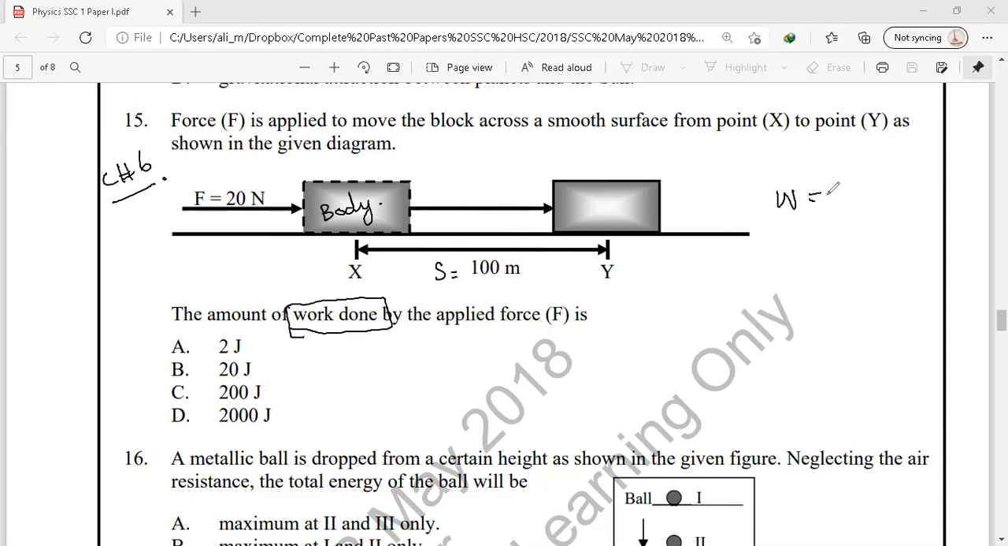We know that work done is equal to force multiplied by displacement. We are given the force as 20 newtons and displacement as 100 meters. After multiplication, we will get 2,000 joules of energy. So the correct option is option D.